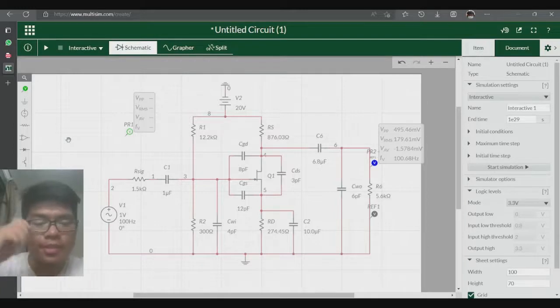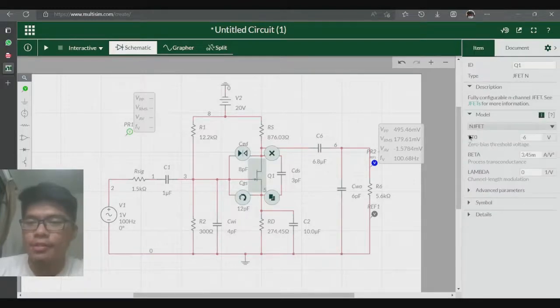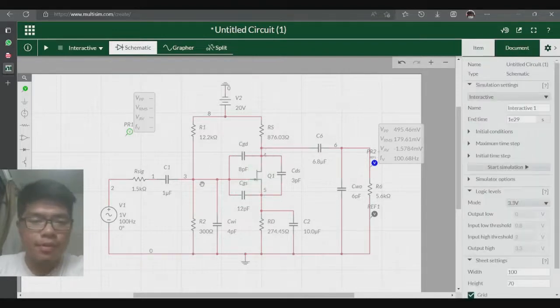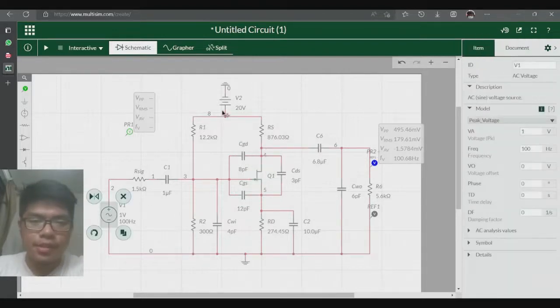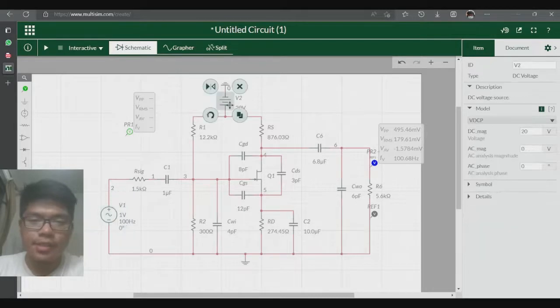I am here to continue the demonstration, which is the simulation. Here is our circuit. So this is our JFET using the VP of -6, and to get IDSS of 10 milli, we need to use this beta, which is 3.45 milli. And here is the source, the AC source, and the DC source for the JFET.